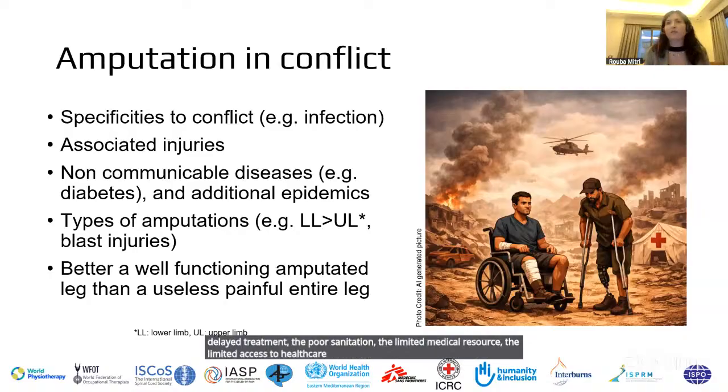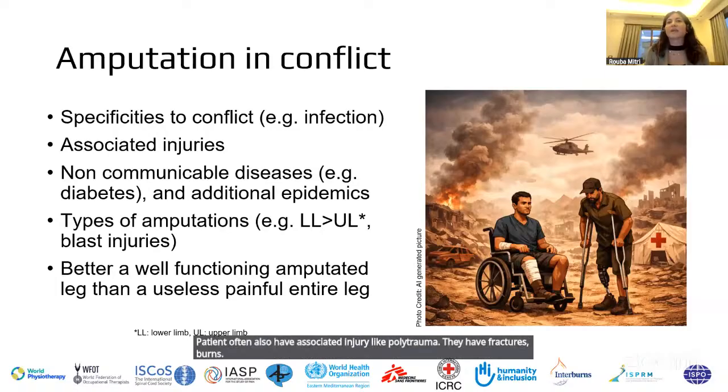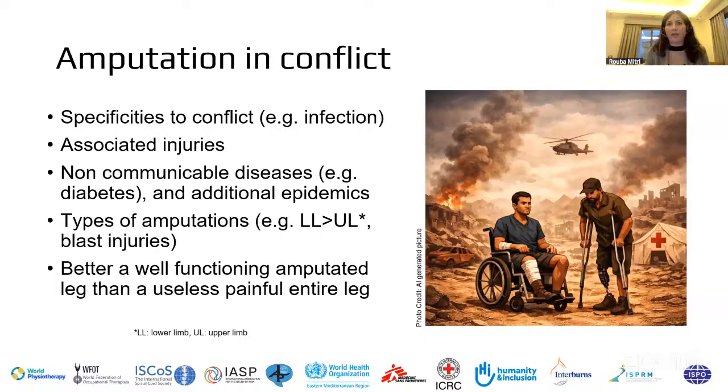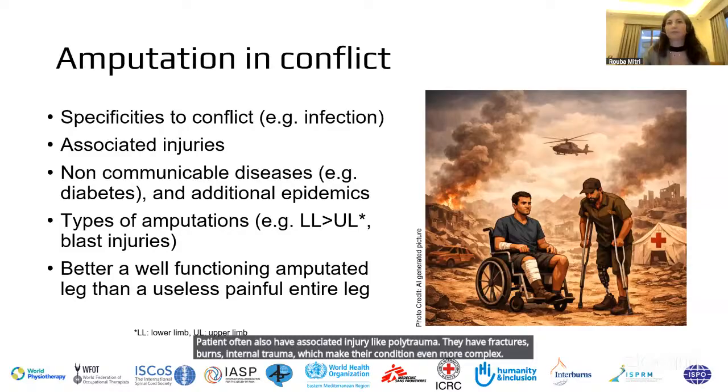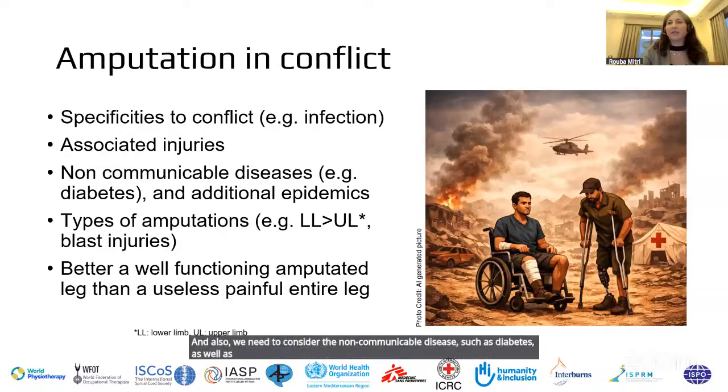Patients often also have associated injuries, like polytrauma. They have fractures, burns, internal trauma, which make their condition even more complex. And we also need to consider non-communicable diseases, such as diabetes, as well as possible additional epidemics, which can affect healing and recovery.